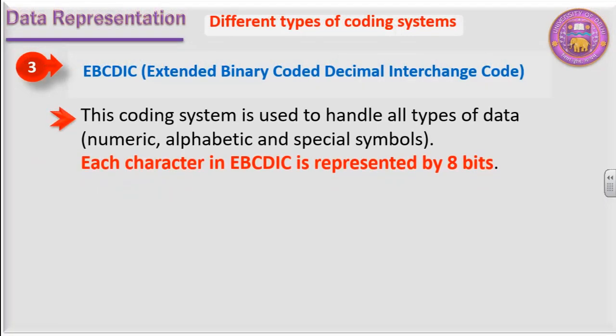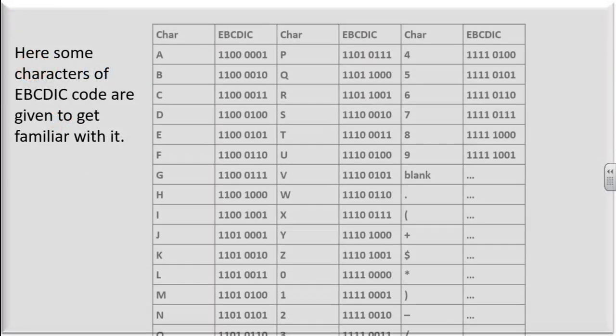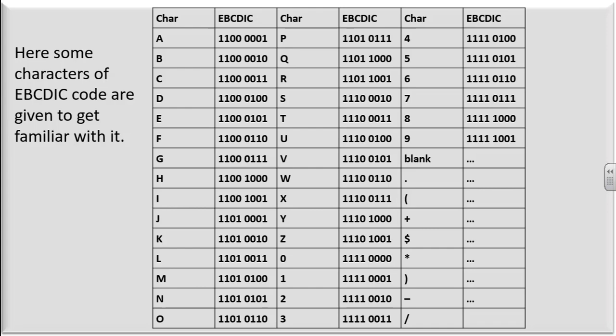This coding system is used to handle all types of data: numeric, alphabetic, and special symbols. Each character in EBCDIC is represented by 8 bits, which are capable of producing 256 unique functions, and these 256 unique functions can be assigned to represent 256 unique characters. Here some characters of EBCDIC code are given to get familiar with it. This is EBCDIC conversion. Thank you very much.